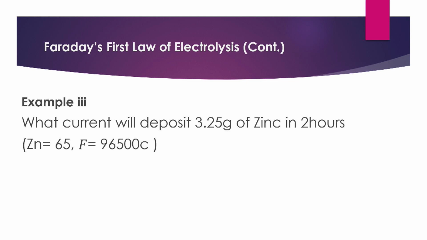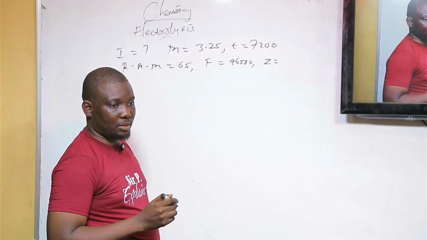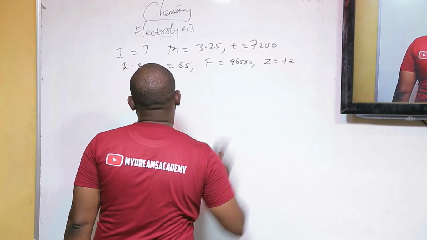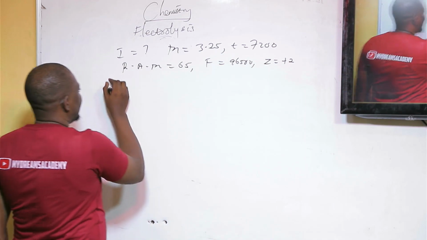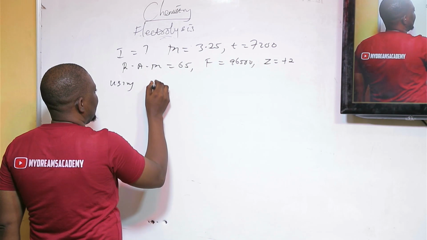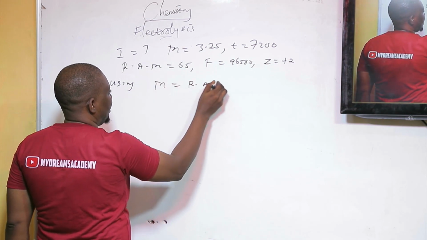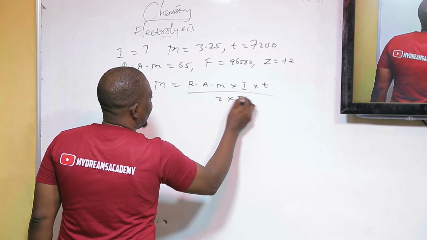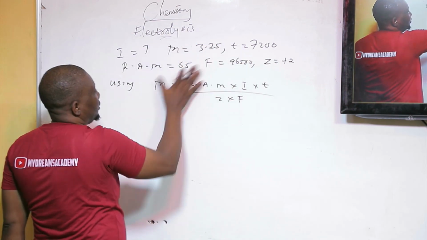Other extra information added here is the charge of zinc. Zinc is a transition element whose oxidation state is +2. That doesn't change, it doesn't have variables, so that is what it is. So we can now apply Faraday's formula, M equals RAM times I times T over Z times F. So we plug in these things here.